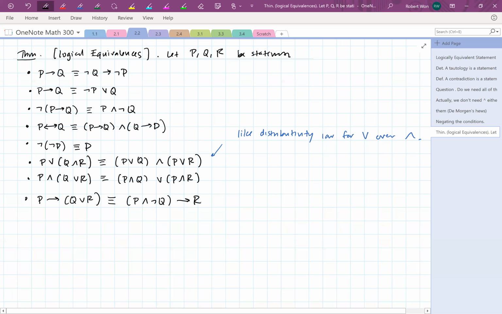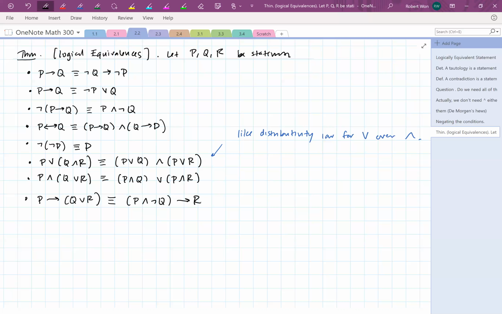I claim that you've actually been using logic like this your entire life. You want to prove that if P is true, then that implies either Q is true or R is true. You say, okay, well, suppose that P is true and Q is not true, then that must mean that R is true. That line of reasoning is exactly what's presented in this logical equivalence.